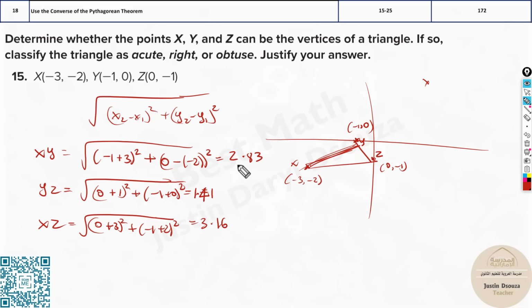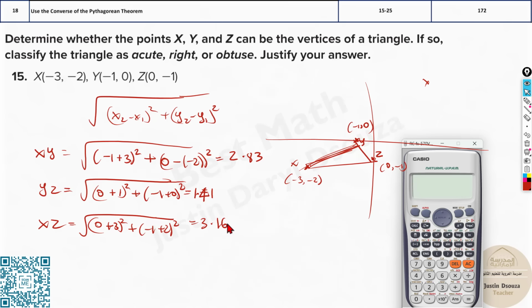Now what can you see? We found all the sides. Now we need to add them up and check whether it's true or false. When I add any two sides, it must be bigger than the other side. This one, again, we need a calculator to do it directly. Here, let me do the checking. That is 2.83 plus 1.41. Is it bigger than 3.16? Yes. So these two are true.